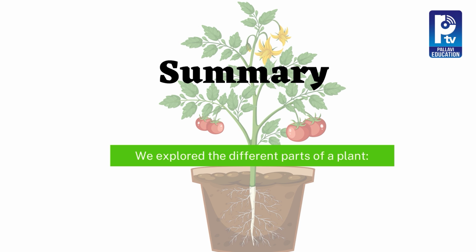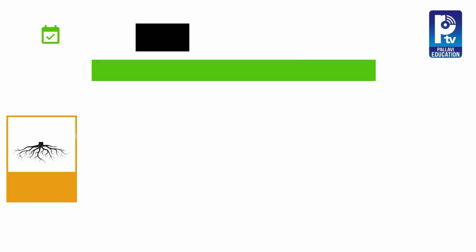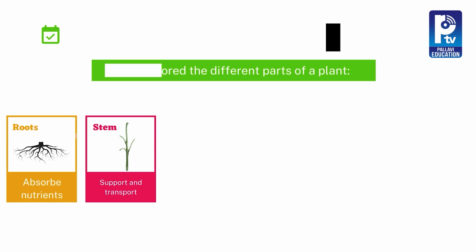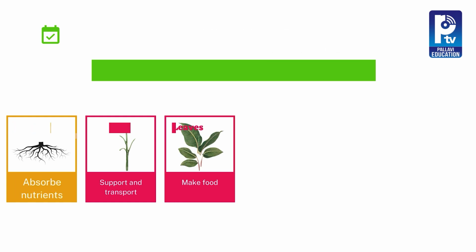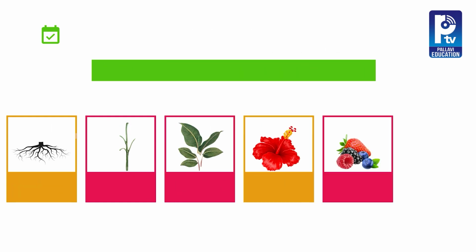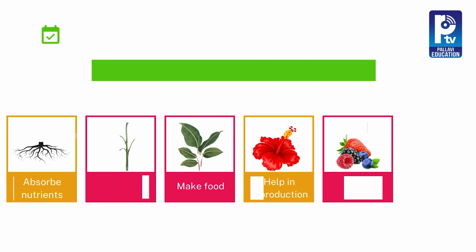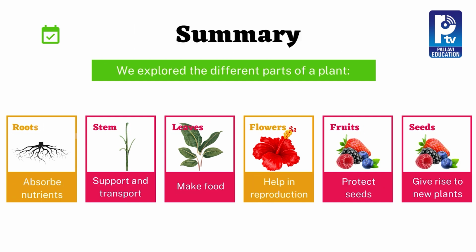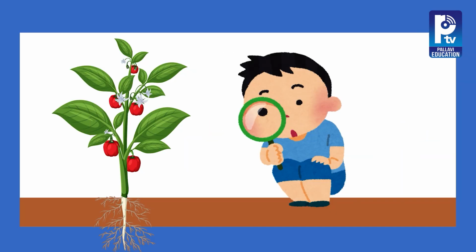Today, we explored the different parts of a plant: roots that absorb nutrients, stems that support and transport, leaves that make food, flowers that help in reproduction, fruits that protect seeds, and seeds that give rise to new plants. Next time you see a plant, observe its different parts carefully and apply what you've learned.